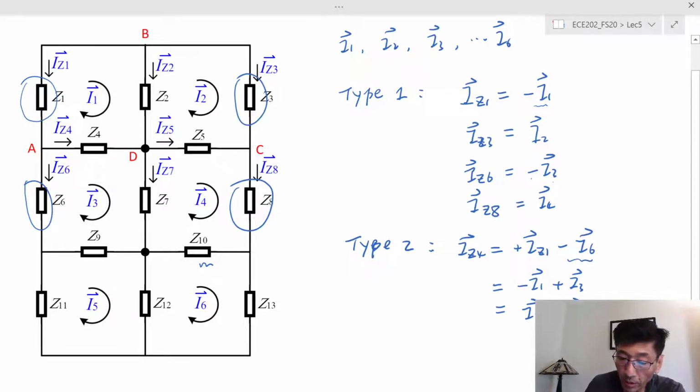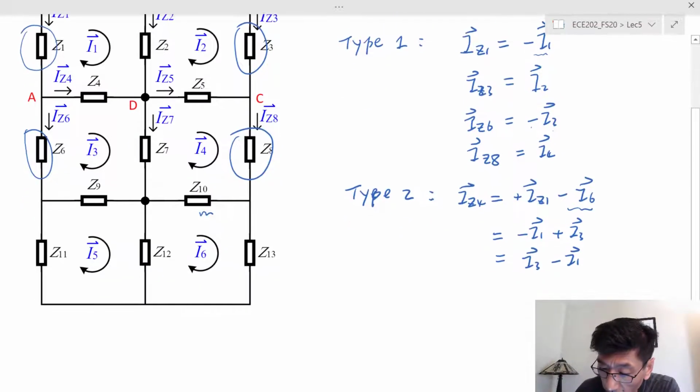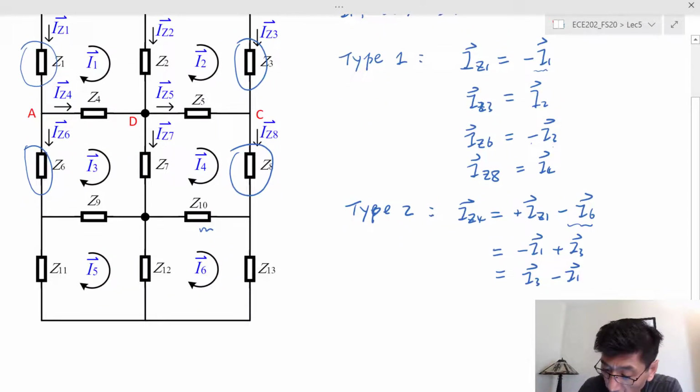You can do the same thing for I sub Z2. So I sub Z2 is going to be equal to, let me keep that shown, but let me move to this space here. I sub Z2 is going to be equal to I1 minus I2, and I sub Z5.